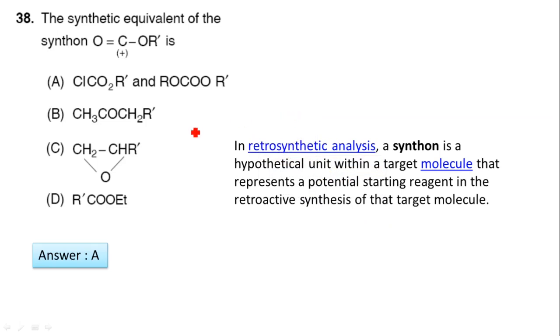option A was correct. Here you end up with the synthon COOR dash, whereas in option B, if you break molecule B, you will not end up with COOR dash. And option C was also ruled out, you will not end up with this molecule COOR. Option D was also ruled out, hence answer A was the correct answer. Next question.